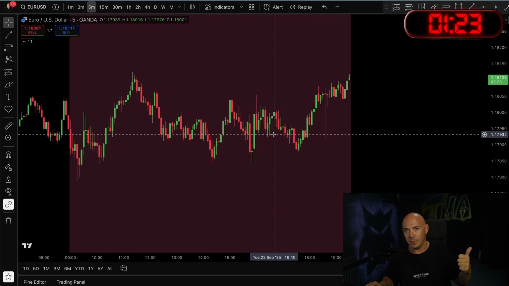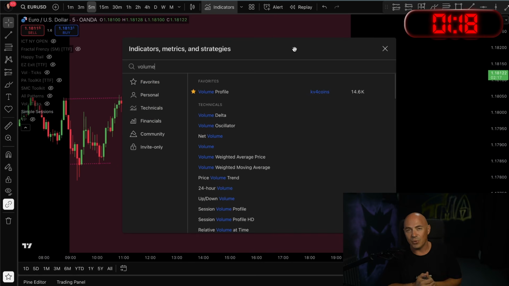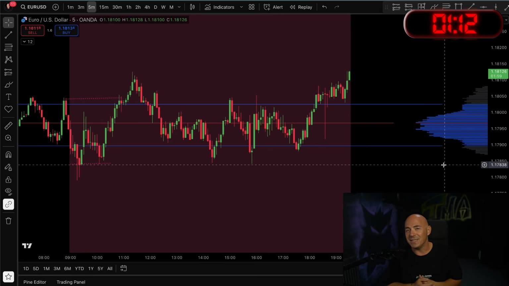Your first indication is a double bottom or a double top, which we got right here, and then again right there. In order to find the volume profiles, you need to look in the indicators tab and search up volume. I like this one by KB4 Coins. Add it to your chart and you'll see something like this.